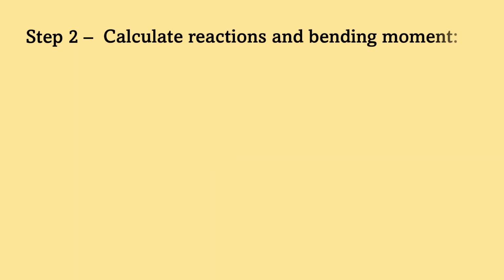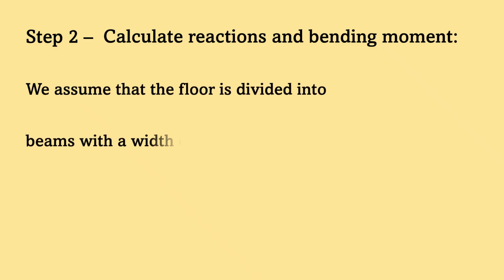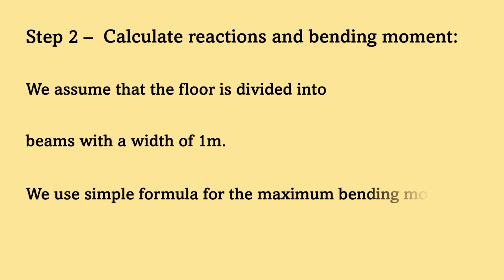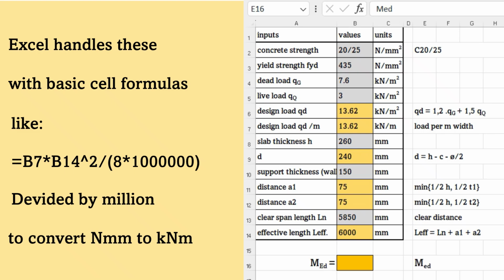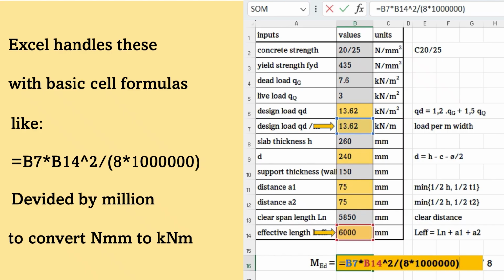Step 2. Calculate reactions and bending moment. We assume that the floor is divided into beams with a width of 1 meter. We use the simple formula for the maximum bending moment, M equals QL squared over 8. Excel handles these with basic cell formulas like B7 times B14 squared divided by 8 and divided by million to convert Newton millimeter to kilonewton meter.